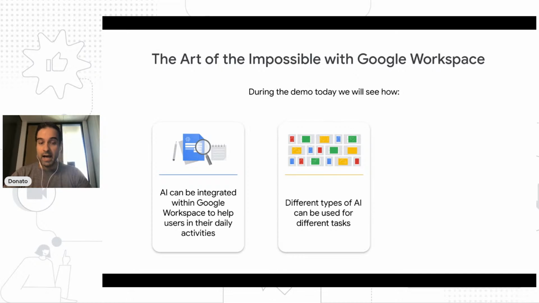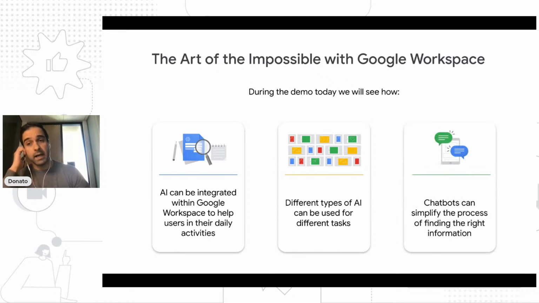We'll also see examples of different types of AIs because Google has a very rich set of AI. Some of them come with out-of-the-box solutions, so they are plug and play. Others need some customizations and can be tailored to your specific use case. We're going to see different examples of both types. We're going to also see how chatbots can simplify the search for information for your users who often spend a lot of time finding the right information in their environment.